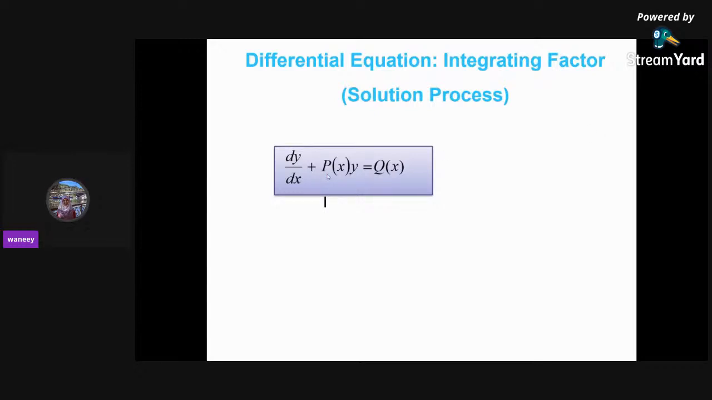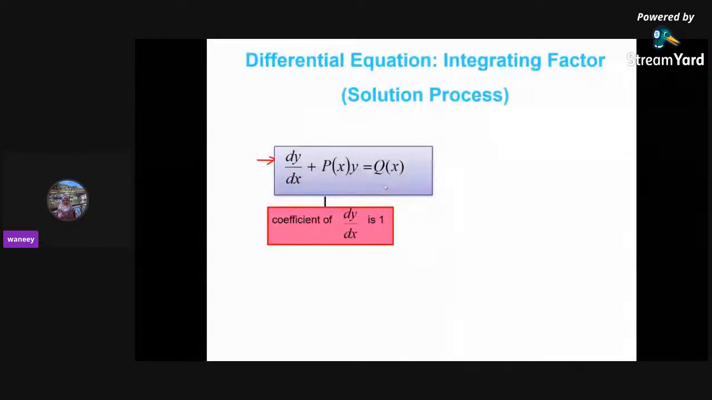Not everything can be separated, you know. If you cannot separate them, then do try to write them down in this general form. It's supposed to be dy over dx plus p(x)y equal to q(x). But in order to write them down in general form, you got to make sure that the coefficient of dy over dx is definitely 1. There's no other choice. The coefficient of dy over dx needs to be 1.